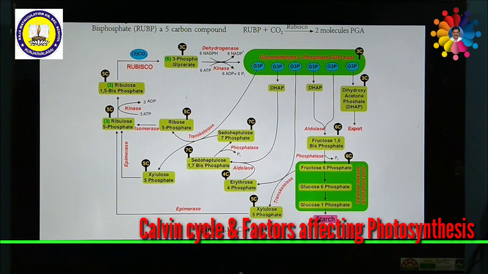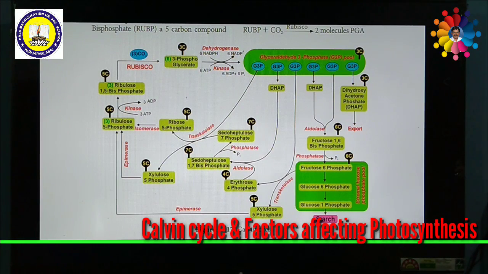Dear children, now we are going to see about dark reaction. So far in the previous class, we had discussed the light reaction in the form of cyclic and non-cyclic photophosphorylation. Now we are going to see about dark reaction. Dark reaction is also called the C3 cycle.